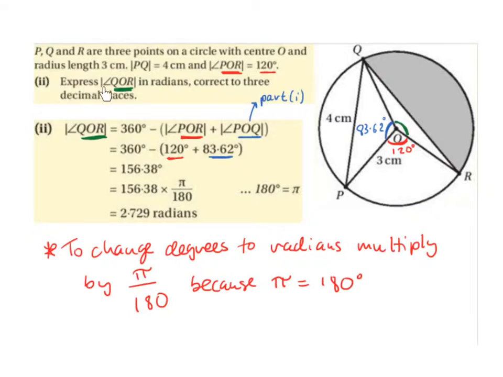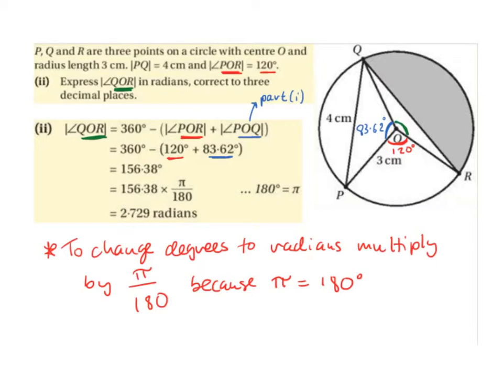Part 2, express the angle QOR in radians, correct to 3 decimal places. So the angle QOR, so this angle here coloured in green. So the angle QOR is going to be 360, take away the angle POR in red, plus the angle POQ in blue. And the reason for that is angles around a point add up to 360 degrees. So if we have this angle, and we take it away from 360 degrees, we're left with the angle we're looking for.